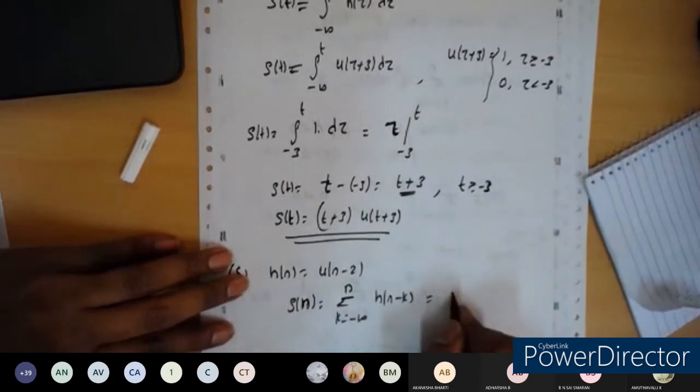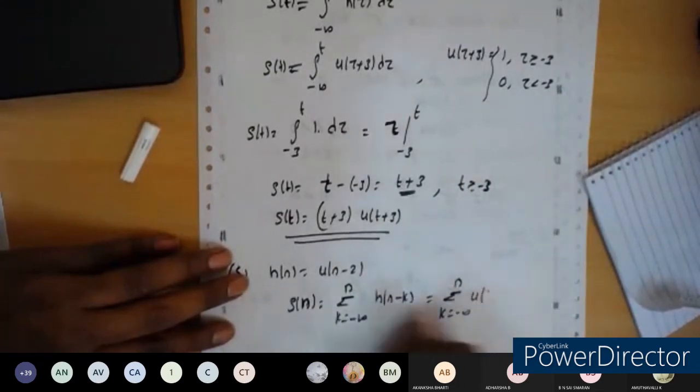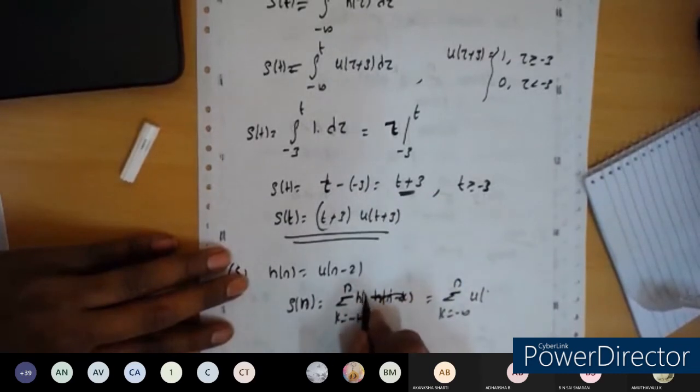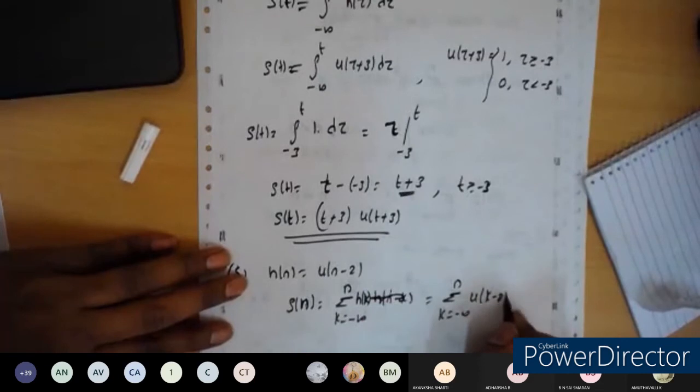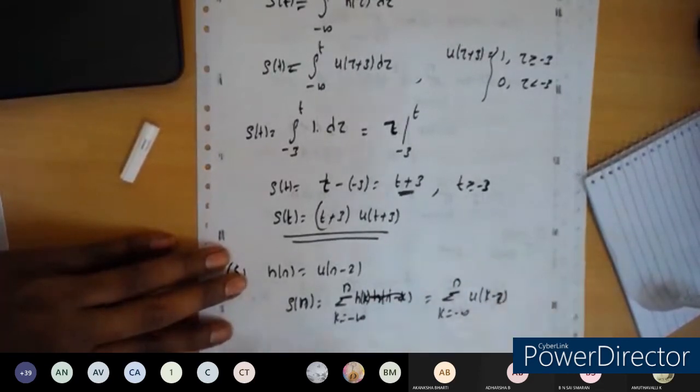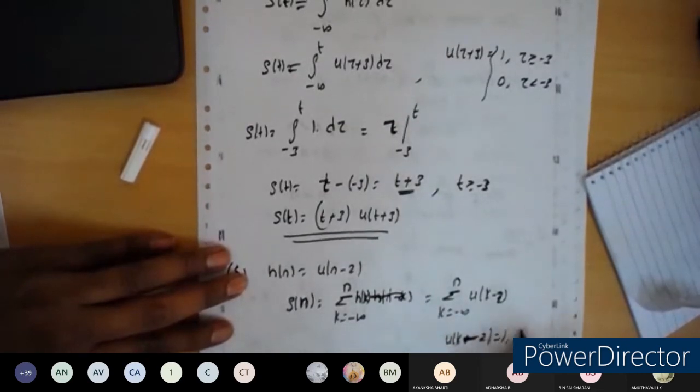So this will become summation k from minus infinity to n of, sorry, this is h of k, not h of n minus k. H of k is nothing but u of k minus 2. We know that u of k minus 2 is equal to 1 for k greater than or equal to 2, and 0 for k less than 2.